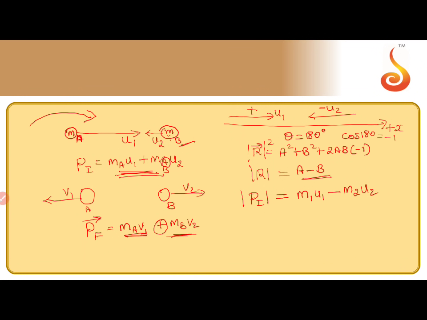Same way, after collision, v1 will be taken negative, v2 will be taken positive. Final momentum will be rewritten as m1 v1 with a negative sign plus m2 v2. Here, I have also considered the direction. Here you write only the magnitude, the minus sign will show me the direction. This is the law of conservation of linear momentum.